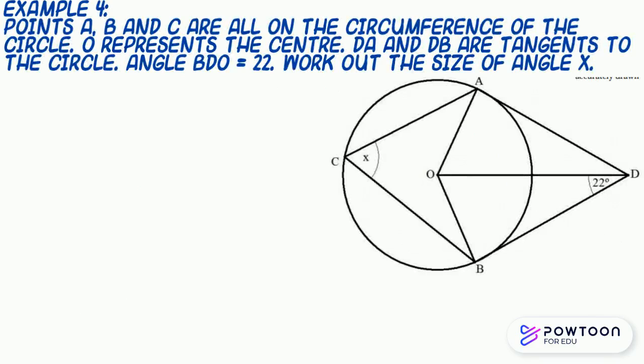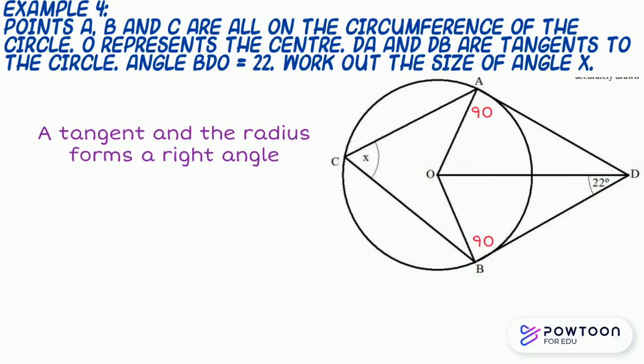Moving on to our last example, we've got points A, B, and C, which are all on the circumference of the circle. O is again representing the center, and then we've got two tangents, DA and DB. Angle BDO is 22 degrees, and we're trying to work out the angle of X. To start this one off, hopefully we can see that we've got the tangents that are meeting at the radii. So that means we've got two 90-degree angles here. Angle OBD and angle OAD are both going to be 90 degrees because the tangent and the radius form a right angle.